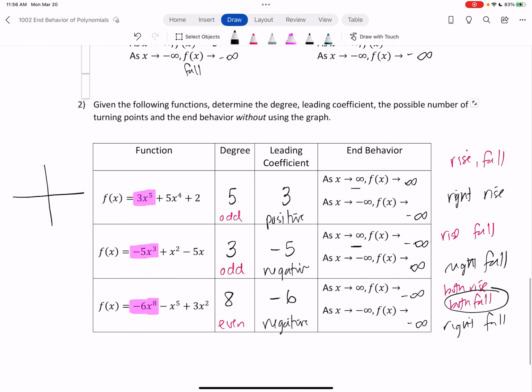If you're thinking about these in terms of a graph, this one's going to go up on that side and down on that side. This one on the second example is going to go down on the right, up on the left. This third example should be going down on the right and down on the left.